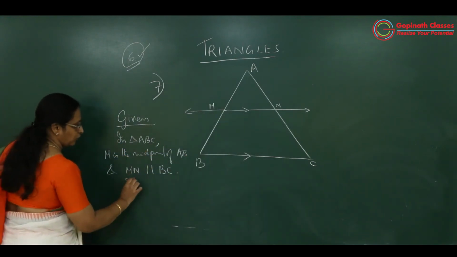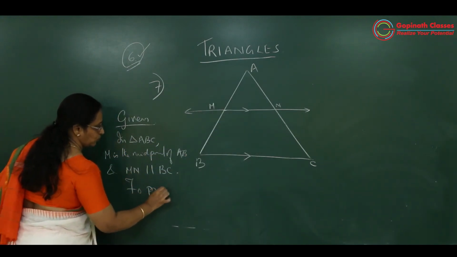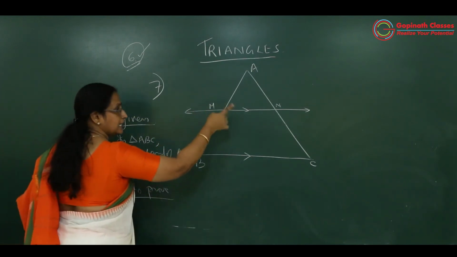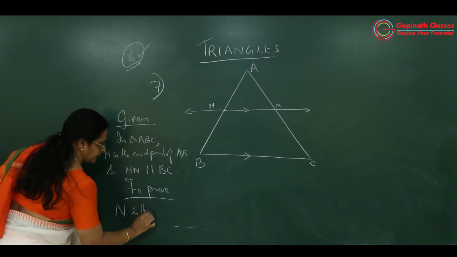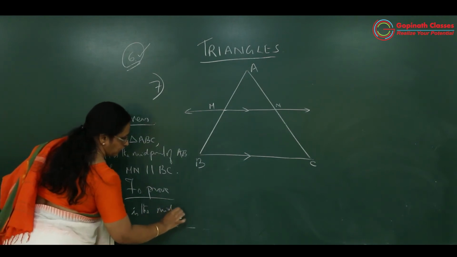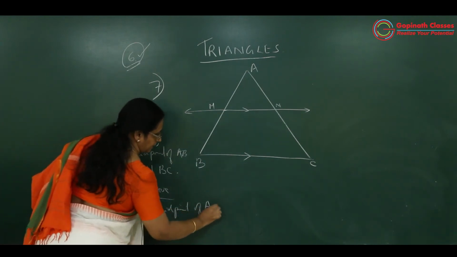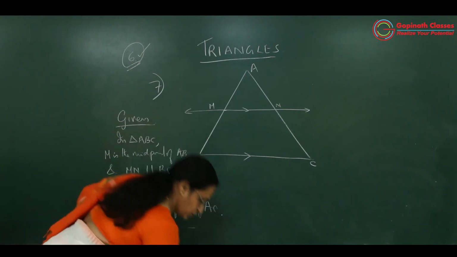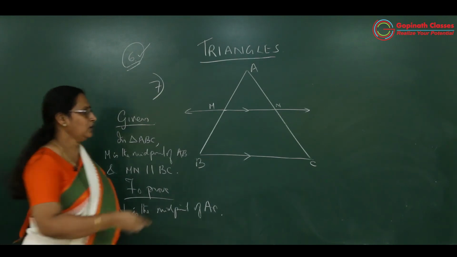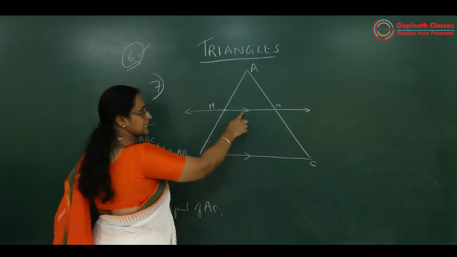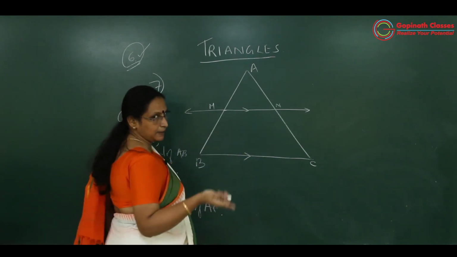To prove क्या है? What do you want to prove? To prove क्या prove करना है? N is also the midpoint of AC. N is the midpoint of AC. This is you have to prove. Now let's come to the proof. It's very simple. Since it's given these two are parallel, BPT is applied.